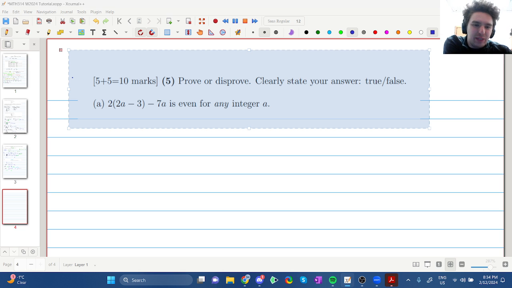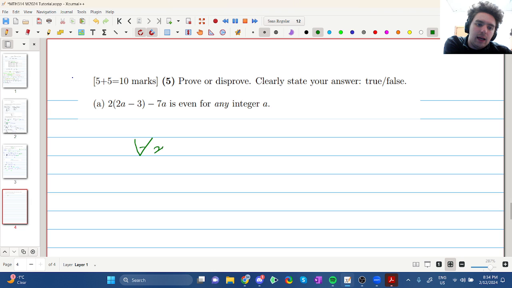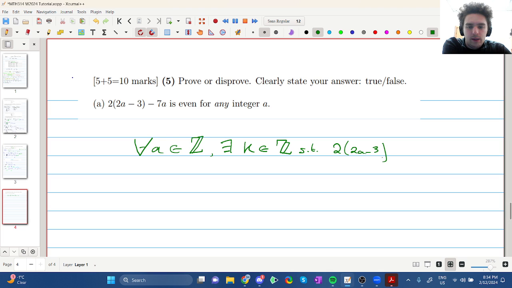In other words, it's written in English here, but let's convert it to symbolic form, right? For all a that is an element of the integers, or sorry, there exists some k that's an integer such that 2a minus 3 minus 7a equals 2k. So for all a in Z, there exists some k in Z that makes this true, that this is equal to some even number. Double some integer, right? Double an integer is exactly the definition of an even number.